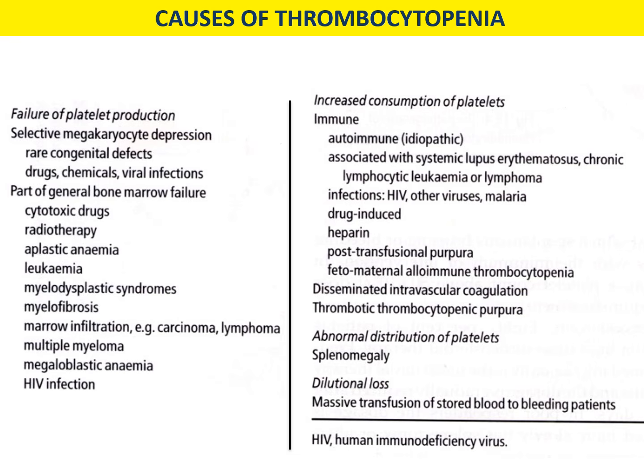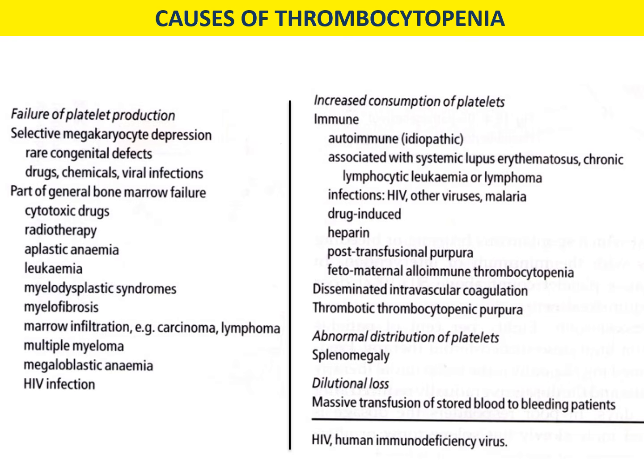So we have failure of platelet production due to megakaryocyte depression, due to certain congenital defects, certain drugs, chemicals, and viral infections. We also have a problem in the bone marrow, what we call bone marrow failure syndromes, which you will be taking in separate presentations. Bone marrow failure can be caused by multiple phenomena like cancers, leukemias, aplastic anemia, myelodysplastic syndromes, and myelofibrosis, which you will be taking later on in other presentations.